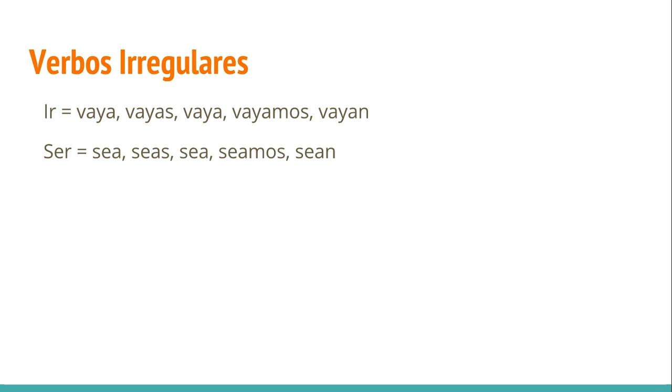Ser will be sea, seas, sea, seamos, sean. As you can see, it still follows the pattern. Dar: dé, des, dé, demos, den. You must use an accent on both the yo form and the usted form of dar as to differentiate between this word dar, to give, and the word de, which means of or from.